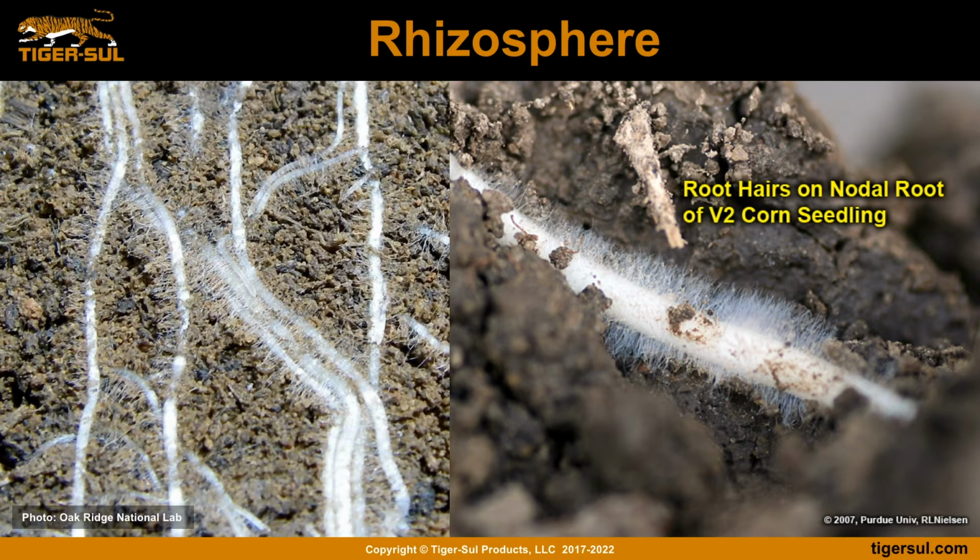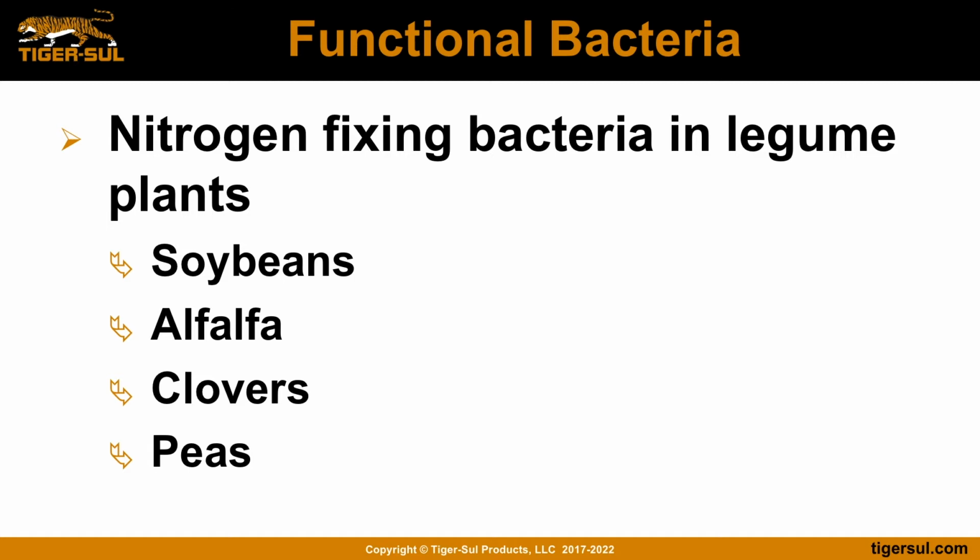As you can see on the right side of the slide, these are the root hairs on a nodal root of a V2 corn seedling, and this is a very small corn seedling. Notice the intensity of those root hairs. These root hairs enhance the ability of the roots to take up water as well as various nutrients. And then we have the functional bacteria in the soil, the nitrogen fixing bacteria in legume plants such as your soybeans, alfalfa, clover, and peas.